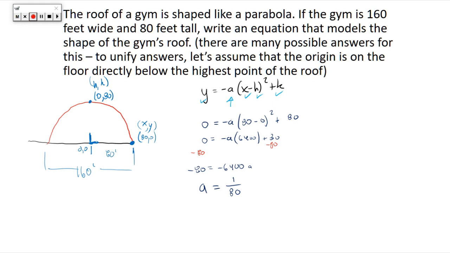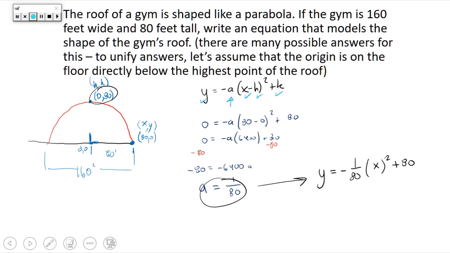Okay, so that's a. Now, if we want to write the equation of this, we use x and y, the h and k that we had, and this a. Then we write y is equal to negative 1/80 times x minus h, which is 0, squared, plus k, which is 80. It's negative because it's downward facing, downwards opening. Done. That right there is the equation that models this gym's roof.